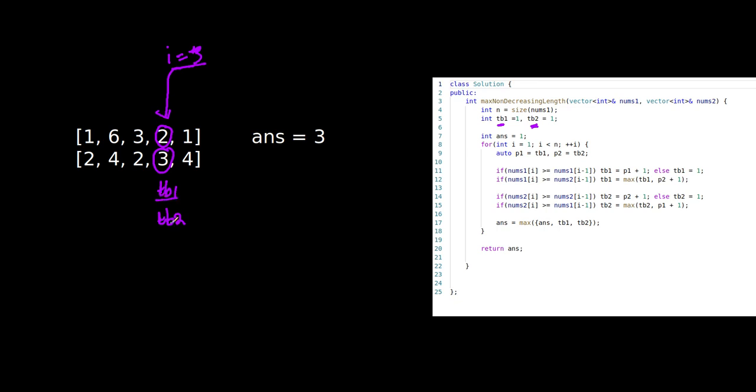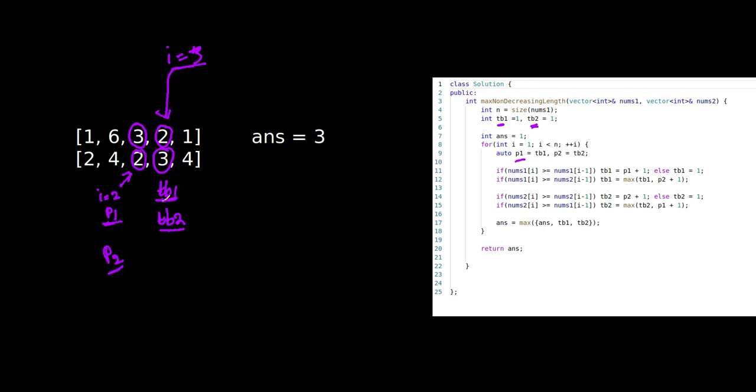And to calculate these two answers, we need some information from the previous index i equal 2, and this includes p1, which is similar to tb1. p1 is the answer for the subarray at this index i equal 2 that has the value 3. p2, the same, is the maximum subarray that ends with this value 2.